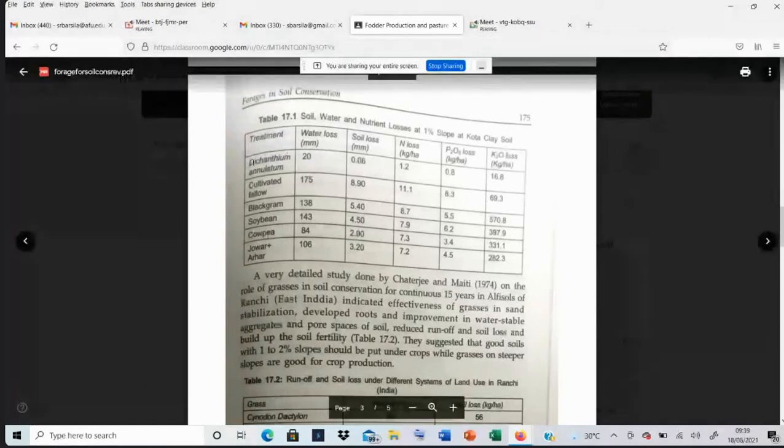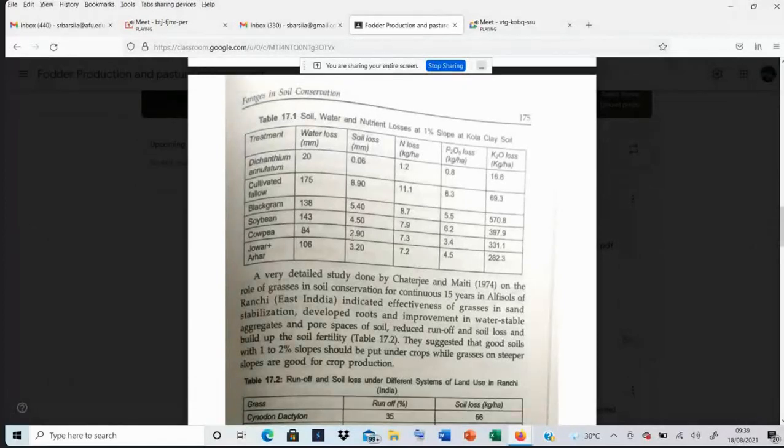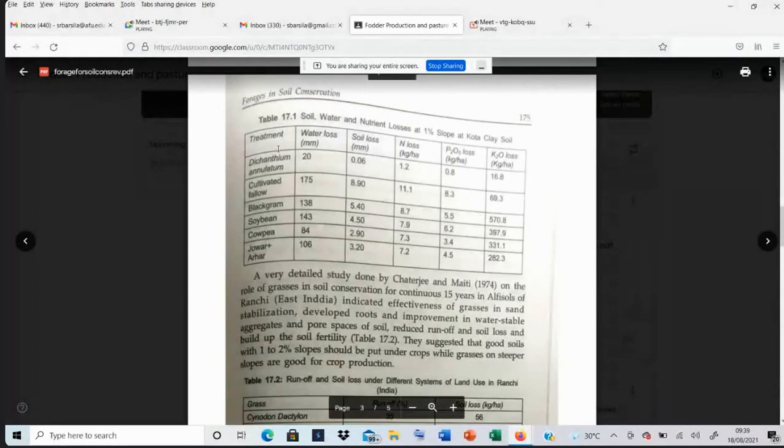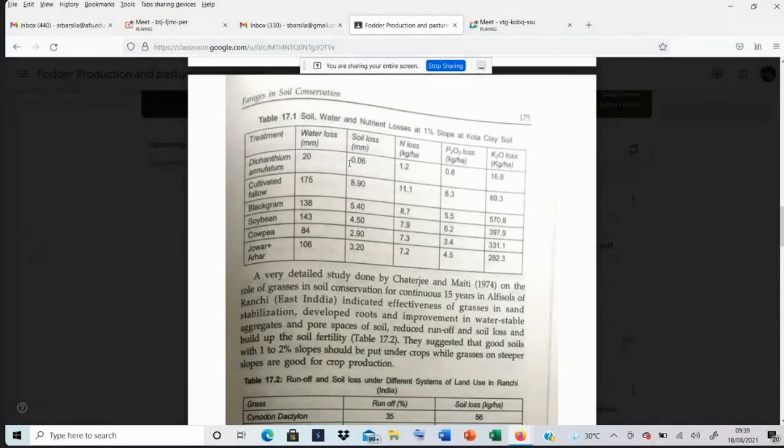crops, okay, Dichanthium annulatum is a forage, and its soil loss per mm is very low as compared to other crops, okay. For example, where pearl millet and pigeon pea are planted, that means cajanus, the soil loss is 3.2 mm, while Dichanthium annulatum has only 0.06 millimeter, and comparably the soil nitrogen loss is also very low.